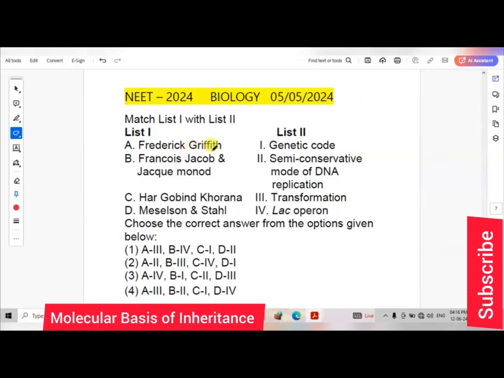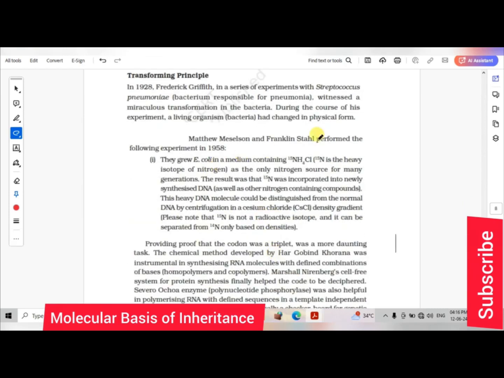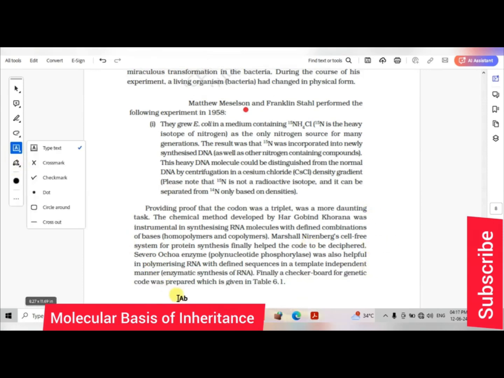Frederick Griffith is about the transformation principle. It's 3, and Francois Jacob and Monod is about the lac operon, 4, and Har Gobind Khorana is about the genetic code. Meselson and Stahl is the semi-conservative mode of DNA replication, and it is option 1, 3, 4, 1, 2, and this is from the chapter known as molecular basis. You can see the NCERT lines here regarding different scientists related to the question, and this is from the chapter known as molecular basis of inheritance.